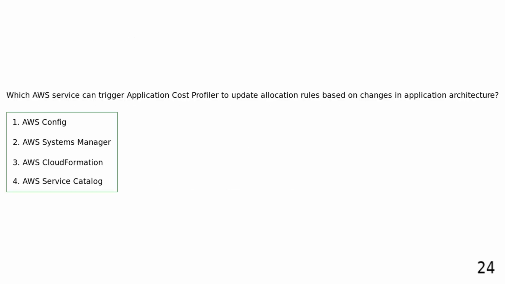Which AWS service can trigger Application Cost Profiler to update allocation rules based on changes in application architecture? AWS Config. AWS Systems Manager. AWS CloudFormation. AWS Service Catalog. AWS CloudFormation can be used to automatically update AWS Application Cost Profiler's allocation rules when there are changes in application architecture, ensuring cost allocation stays aligned with infrastructure changes.